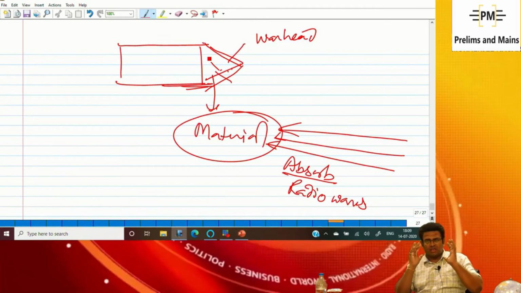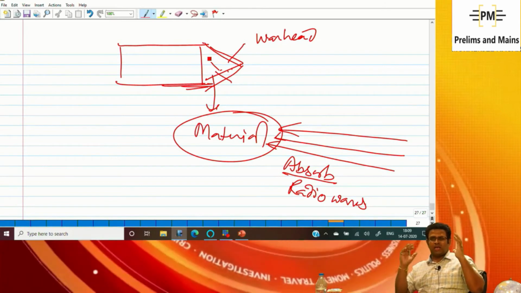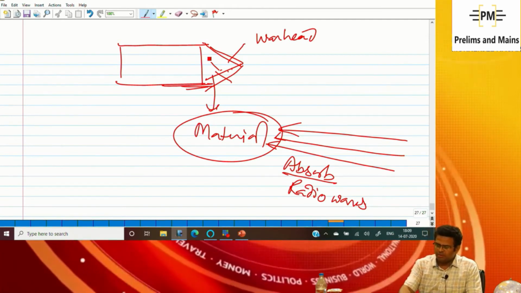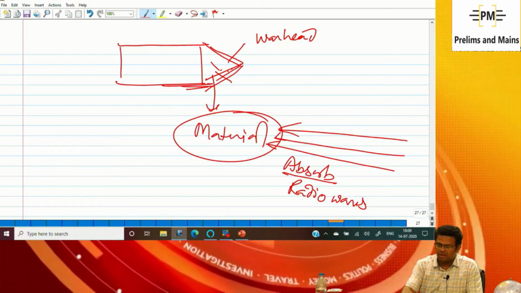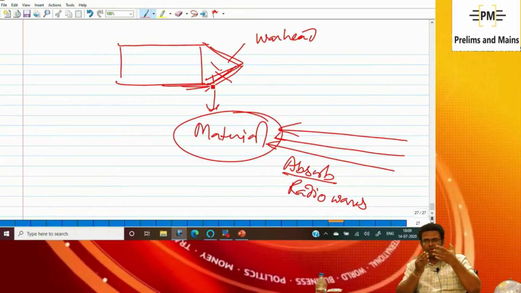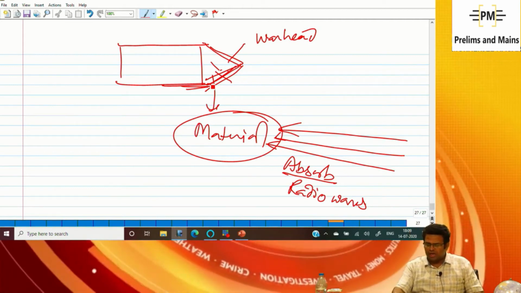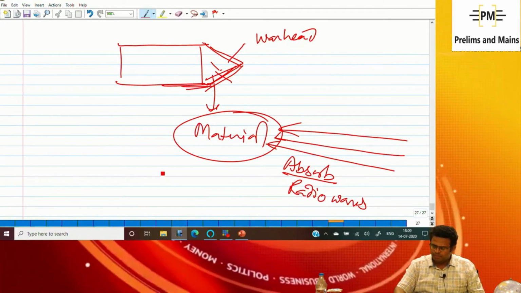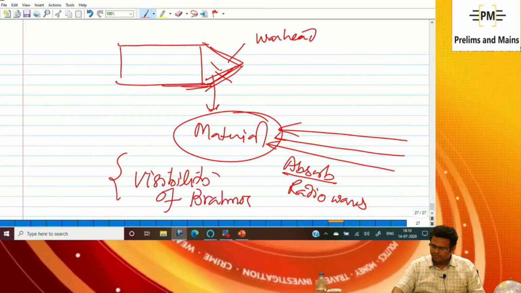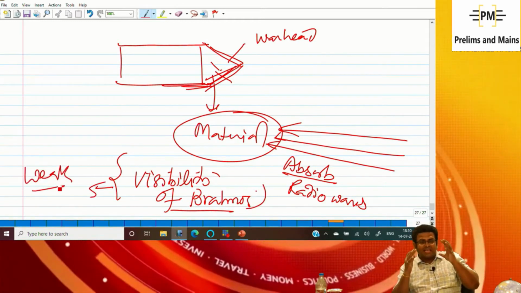And when the radar is sending radio waves, suppose I have sent BrahMos towards China, and the radar of China is sending radio waves to detect any missile which is coming, when these radio waves come, the head has a material, painted like a paint, which will absorb the radio waves, and good quality radio waves will not return. Therefore the visibility of BrahMos is weak. Then the radar is not able to see where exactly it is.